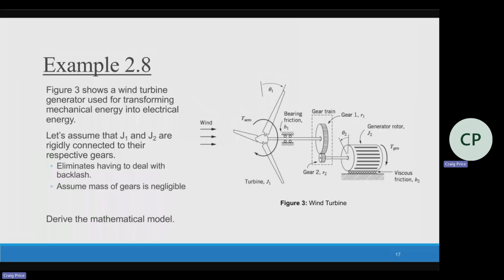And we're also going to use an ideal gear. They're also saying the mass of the gears is negligible compared to the weight of the other components. And we want to derive the mathematical model. What's our starting point?